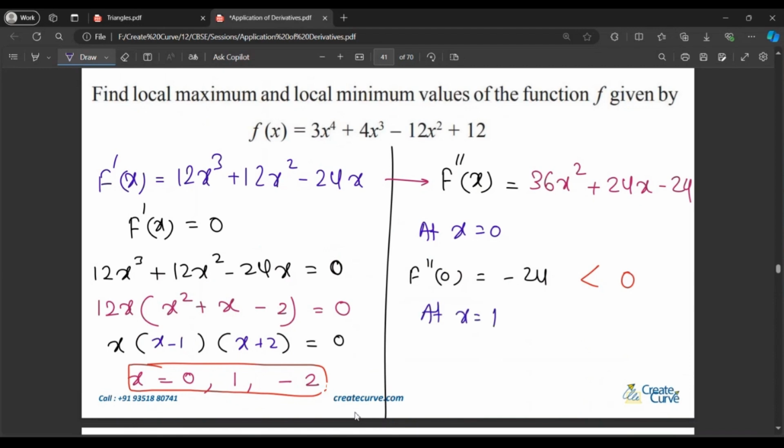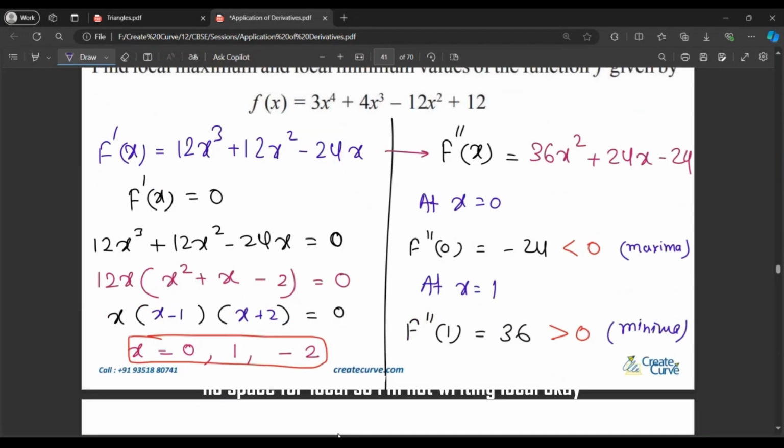Now you tell me, at x is equal to 1, what is the value of f double dash 1? In this function, substitute 1. What answer will we get? 36. So is 36 greater than 0 or less than 0? Greater, so it will be minimum. So this point will be called the minimum. No space for local, so I'm not writing local, okay?